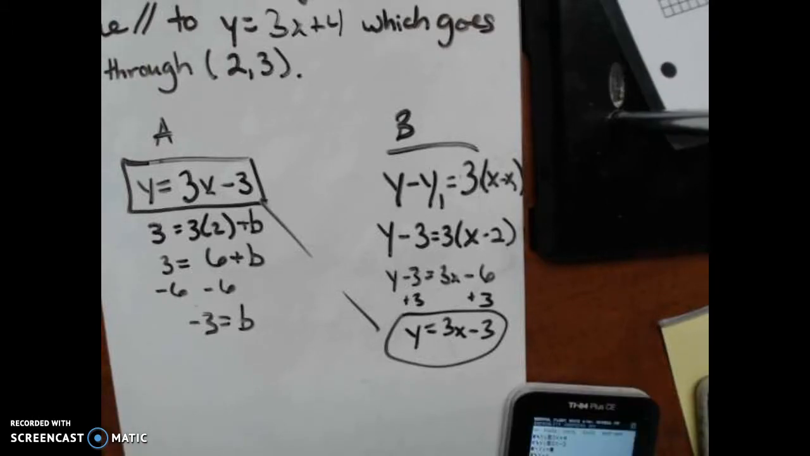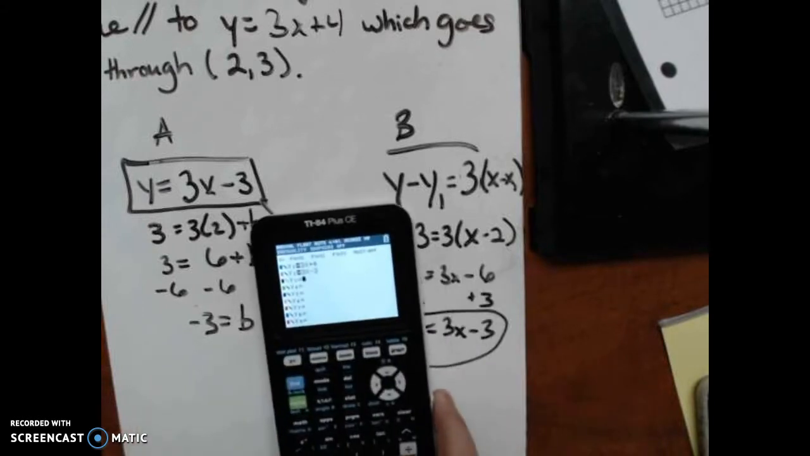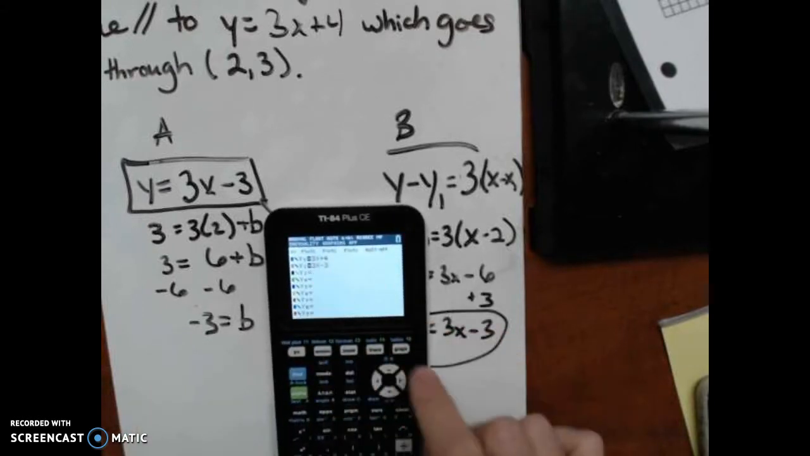Of course, these two equations are parallel. We already know that, but let's go ahead and graph them and see. You got 3x plus 4 and 3x minus 3. And here comes the first one, and then there's the second one. Looks parallel to me. It's always good to check, though.